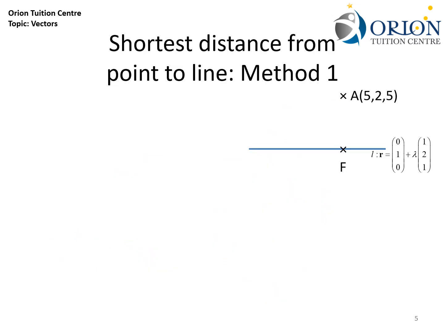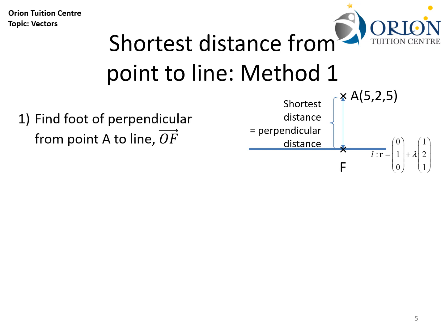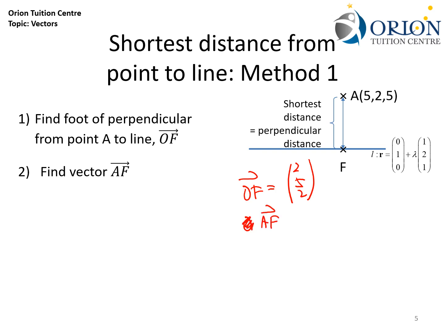Next, we look at how to find the shortest distance between a point and a line. This is also the perpendicular distance between the point and the line, and thus it is the length of the vector AF. Therefore, if we have already found the foot of perpendicular OF, we can proceed to find AF. So from earlier, we know that OF was found to be 2, 5, 2. And that means we can find what is vector AF very easily. It will give us -3, 3, -3.